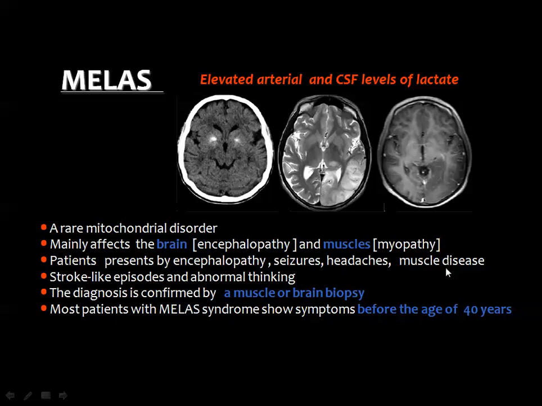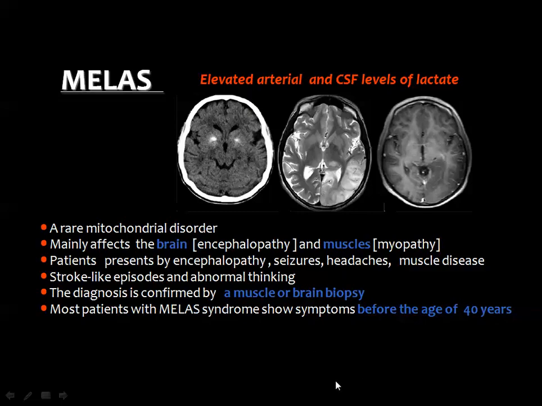There is no enhancement in the lesion, but there are some criteria that can enable you to predict the possibility of MELAS syndrome. Number one is the presence of these ischemic changes in a relatively younger age, because patients with MELAS syndrome usually present before the age of 40 years. And number two is the elevation of the arterial and the CSF levels of lactate. And number three is to have a muscle or brain tissue biopsy to confirm the diagnosis.